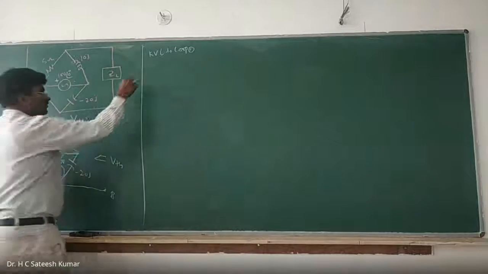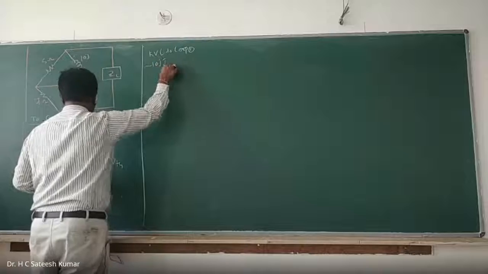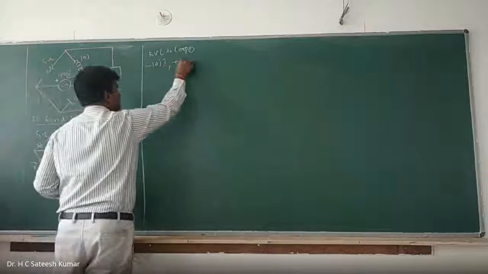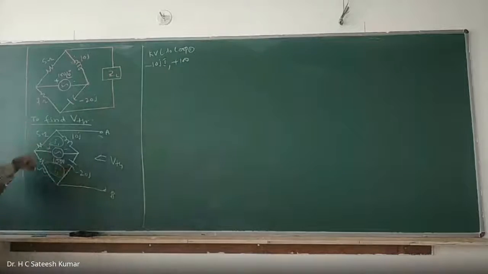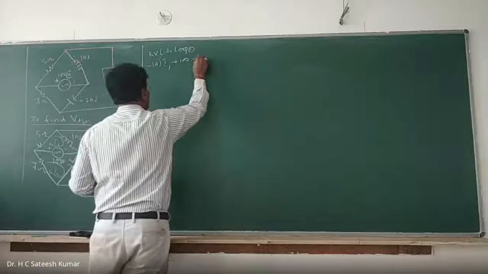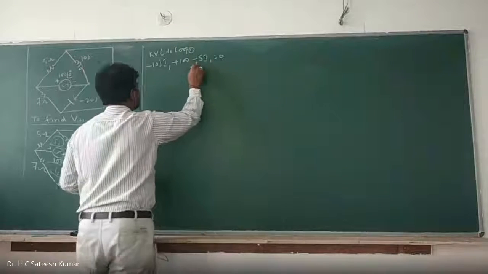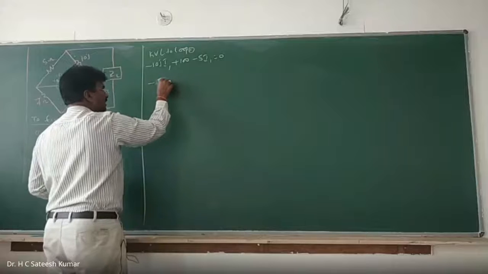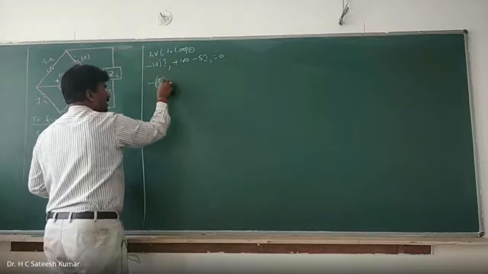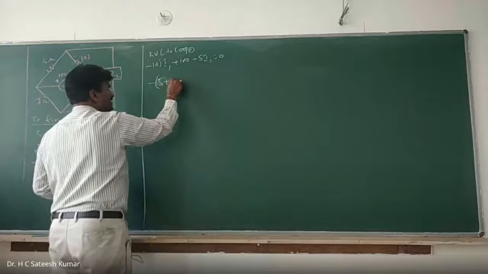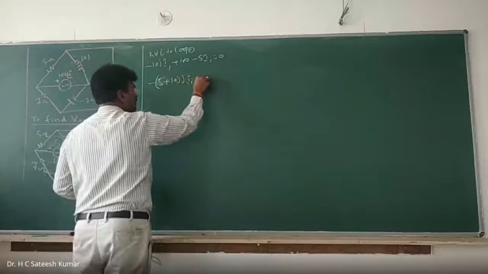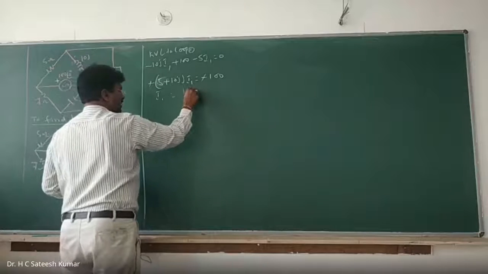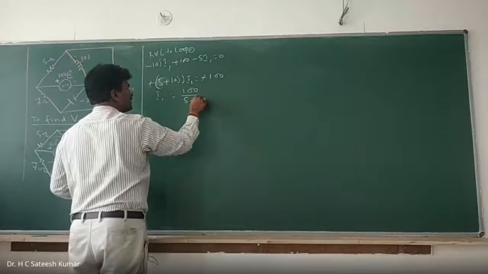Minus 10j into I1, minus 10j into I1, and plus 100. And next, in the same direction, minus 5I1, is equal to 0. Minus 5, minus 10j, minus 15j, sorry. Minus 5, minus you take common. Minus of 5 plus 10j into I1 is equal to minus 100. Minus minus gets cancelled. I1 is equal to 100 divided by 5 plus 10j.